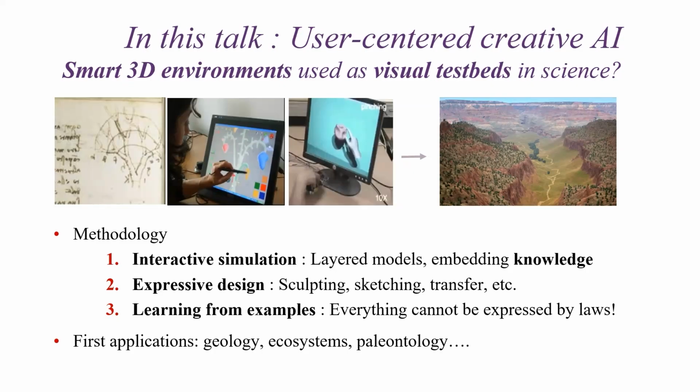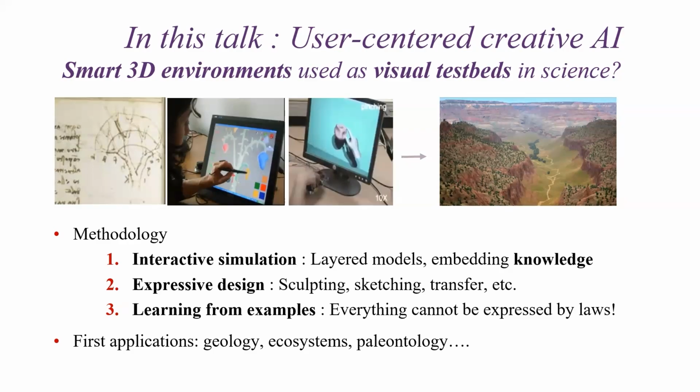Okay, so for the methodology, the first part is that we need to have real-time simulation, even if it's only a visual simulation, because if you want to have a virtual testbed and be able to sketch and animate things immediately, you need the response of the system to be real-time. So I will explain how we can achieve this using layered models and embedding knowledge. And this expression of knowledge is another part of AI, in fact. It's like an expert system, if you like.